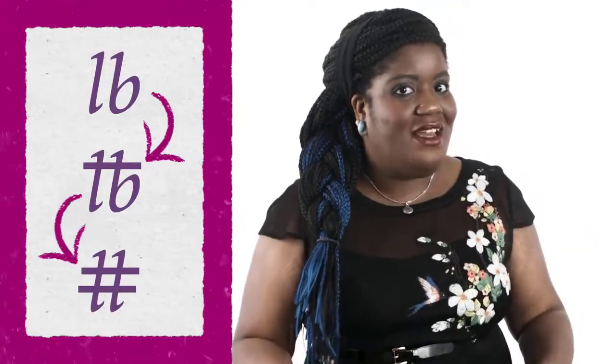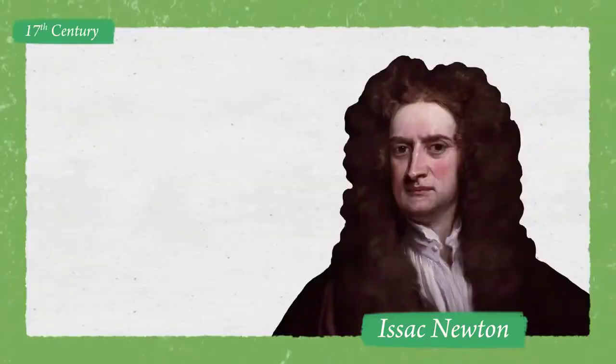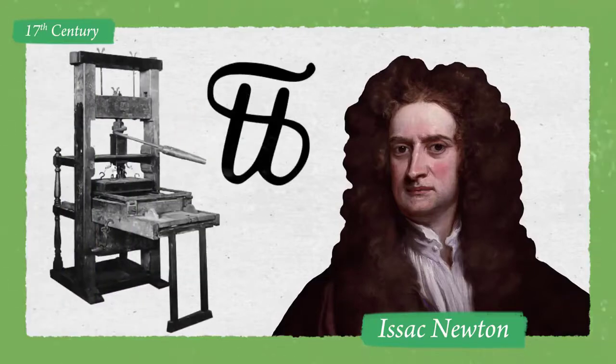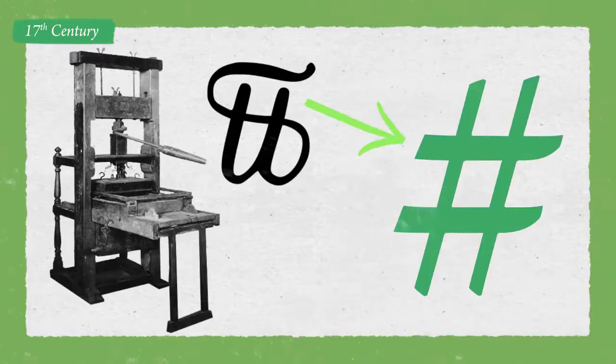In the late 17th century, Isaac Newton of the infamous Apple mythology started using the LB sign a lot. So much so that it was added to the early printing press. The dates of the exact shift from the pound contraction to the pound sign are fuzzy, but most agree it was around the 19th century. And what's interesting is that the hash sign has always had a unique relationship to technology.